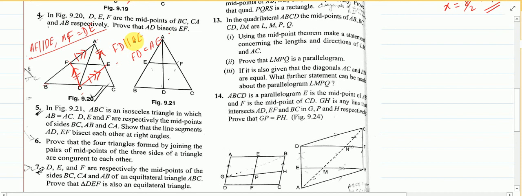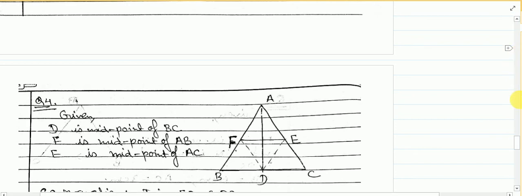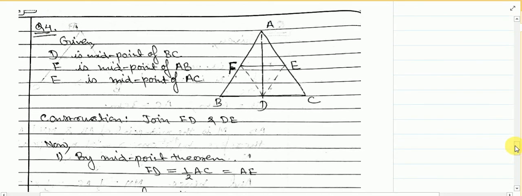Now I'll show you what you're supposed to write in your maths copy. For question number 4, this is the solution. This is the figure. You will write: given D is the midpoint of BC, F is the midpoint of AB and E is the midpoint of AC. These things are given to you. Then construction means we are doing something extra than what is given to us. We are drawing some more. We are going to join FD with dotted lines and DE with dotted lines.